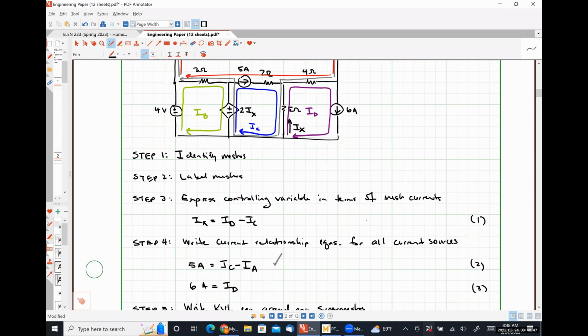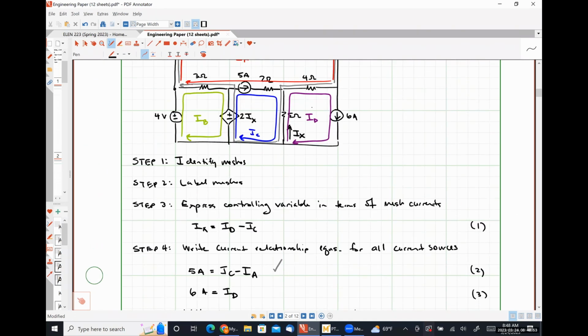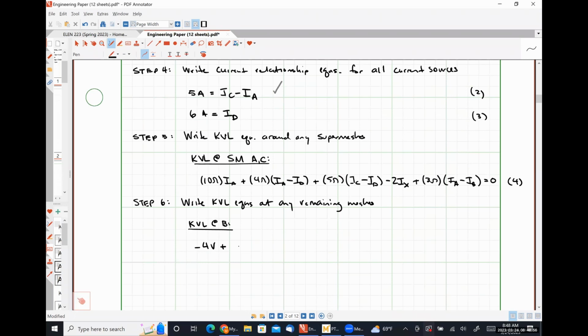For mesh B, we have negative 4 volts plus 3 ohms times IB minus IA plus 2IX is equal to 0. And here we have equation number 5.